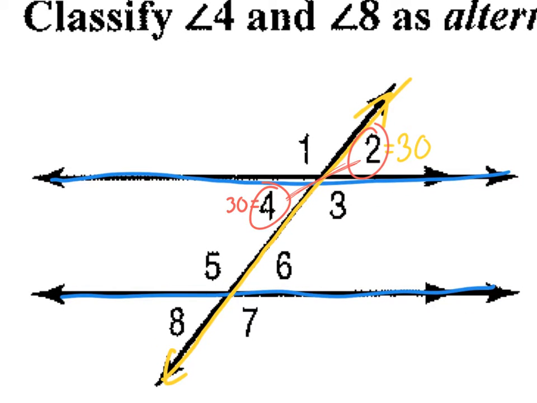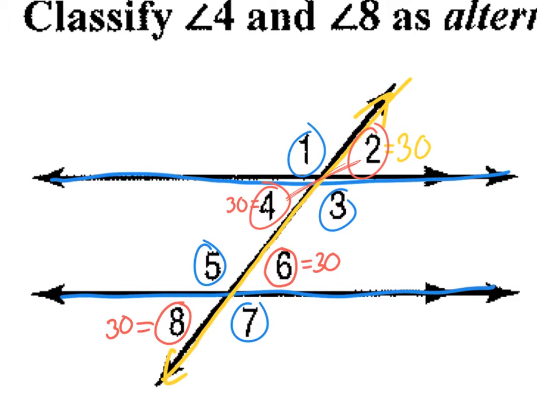Because of some other rules that I'm not going to go into just yet, thanks to the parallel lines, angle 6 and angle 8 are also going to be that 30 degrees. Now, angle 1, 3, 5, and 7, circle these real quick. I don't have a value for these yet, but all of those angles are going to be the same value.